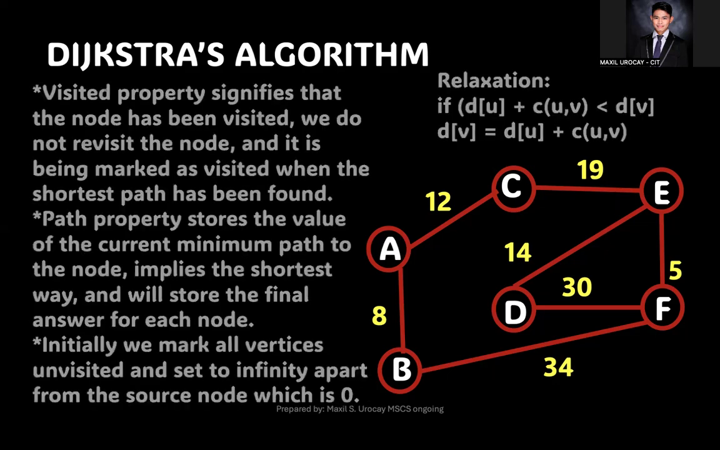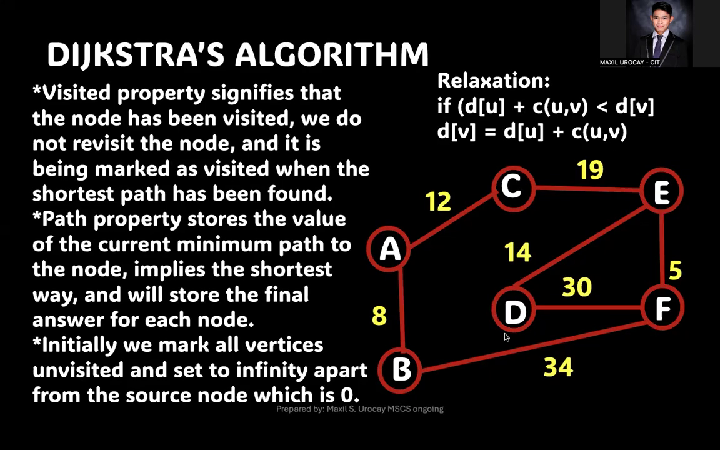Let's move on here. As mentioned earlier, we have the visited property as well as the path property. The visited property signifies that the node has been visited. We do not revisit the node. We are not allowed to revisit. It is marked as visited when the shortest path has been found. And the path property stores the value of the current minimum path to the node, implies the shortest way, and will store the final answer for each node.